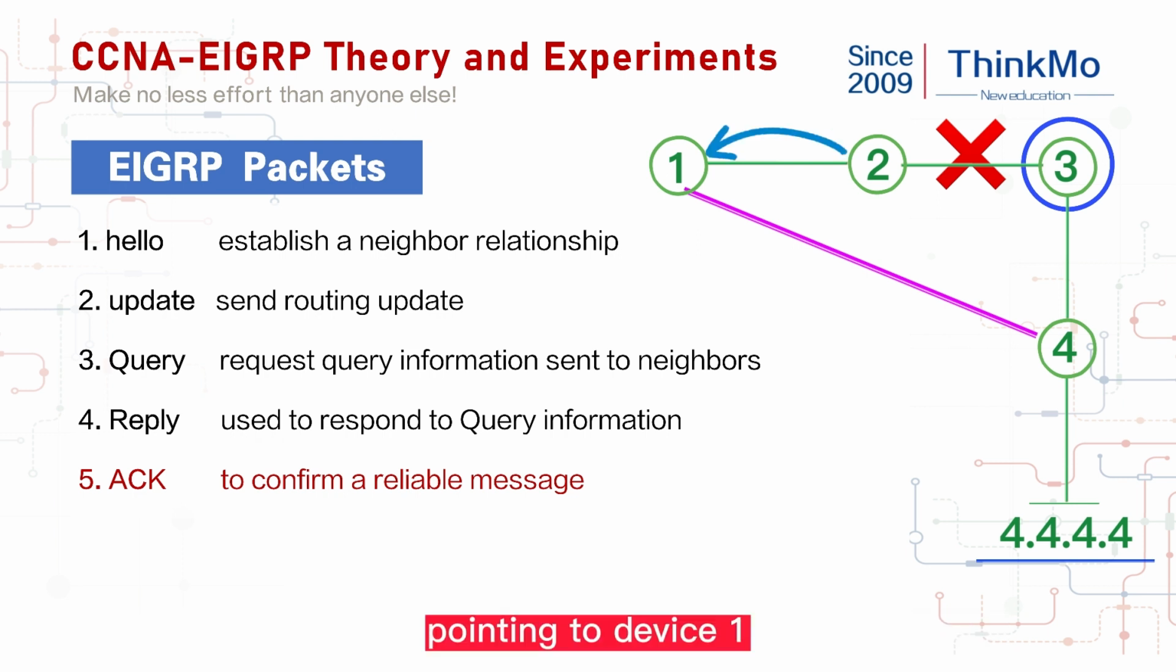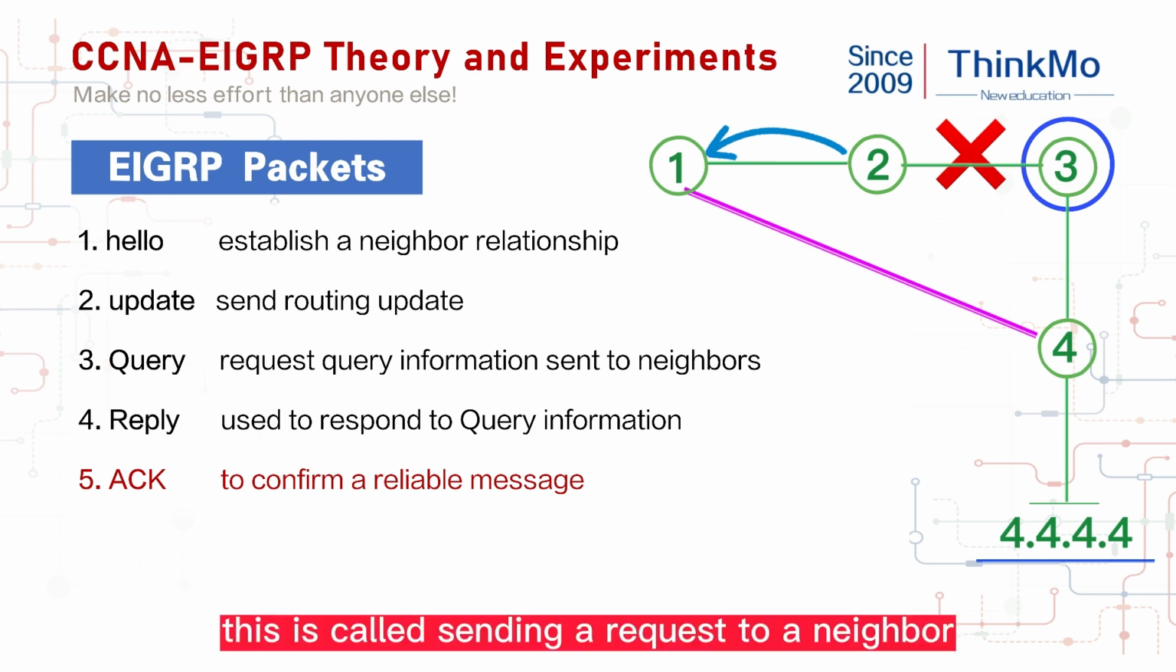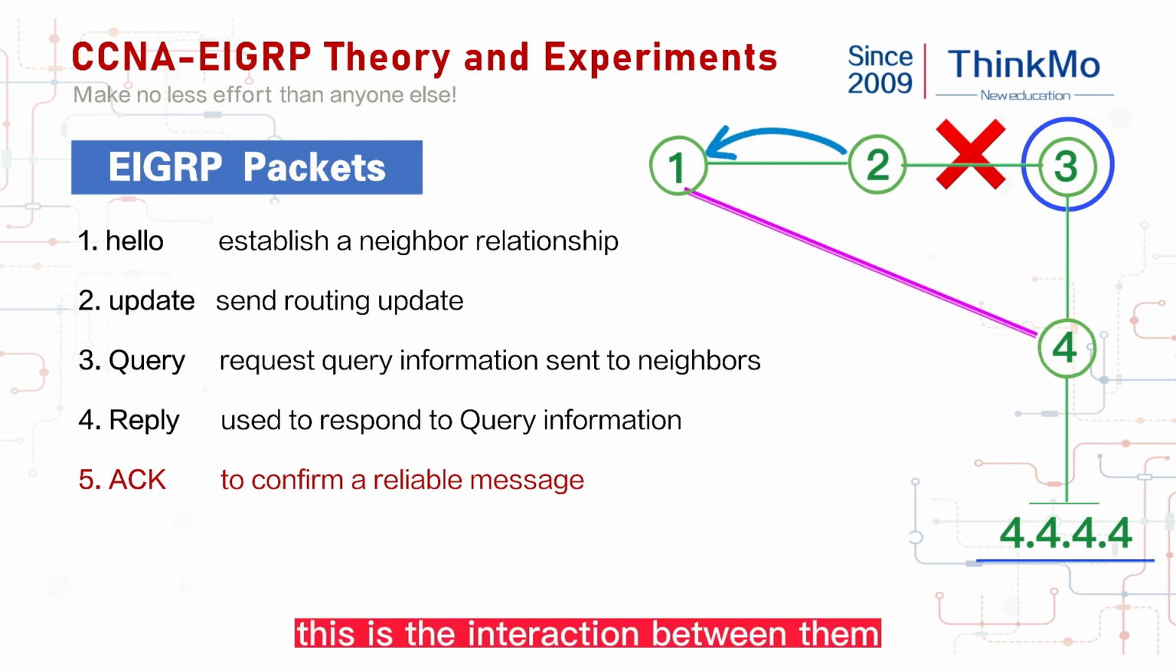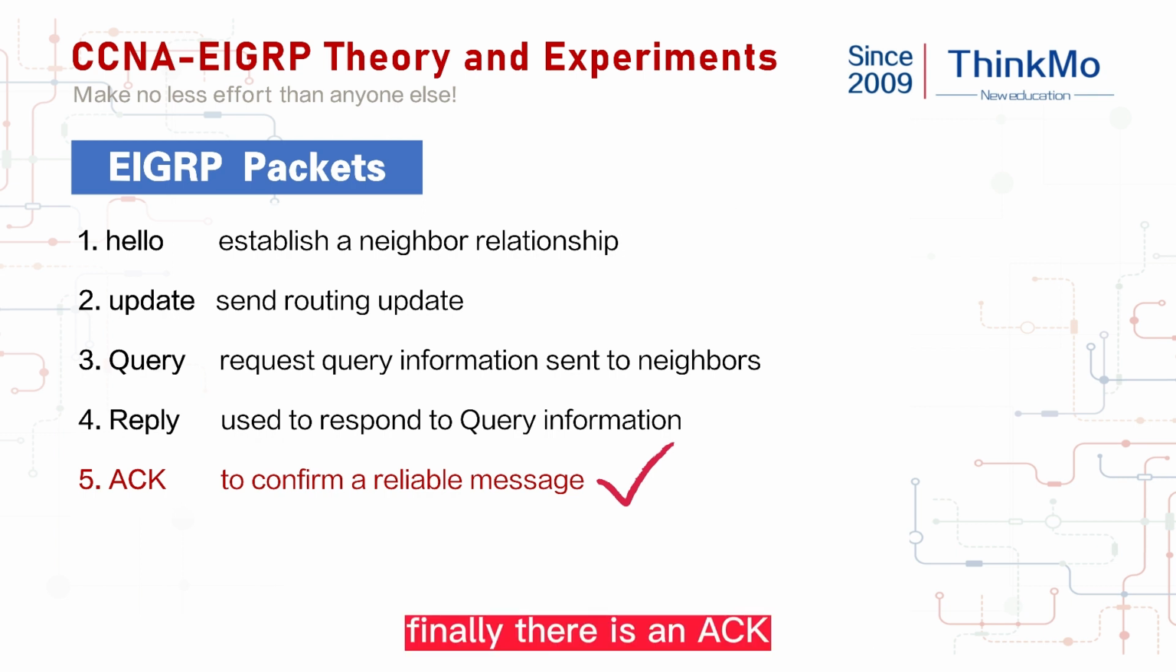4.4.4. Pointing to device 1. Then complete the data forwarding. This is called sending a request to a neighbor, an inquiry, and the response. This is the interaction between them. Finally, there is an ACK.